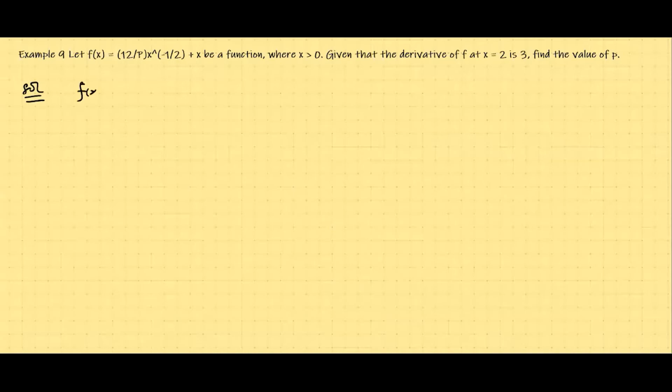So we write down our function. Well, of course, it's 12 over p, x to the minus a half plus x. That's our function. And we're told that x has to be positive, of course, because we're taking the square root of x, and negative square roots are going to cause problems. So given that the question tells us that the derivative of f at x equals 2 is 3, we're going to basically use that statement.